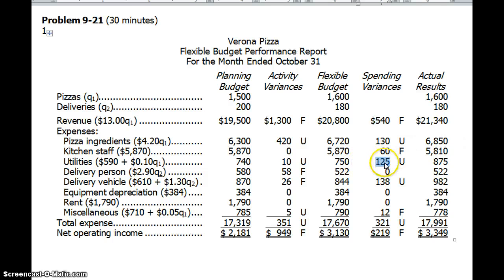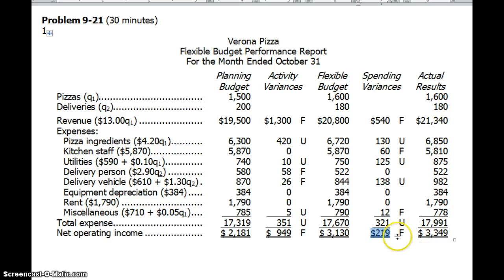Utility cost, an additional $125 unfavorable variance, as well as the delivery vehicle, an additional $138 unfavorable variance. That is, we actually have additional cost more than expected for the delivery vehicle, as well as the utilities. Might be something that we would want to look into. Overall, we have a $219 favorable revenue and spending variance, not a huge number, but some individual items that may require some attention.